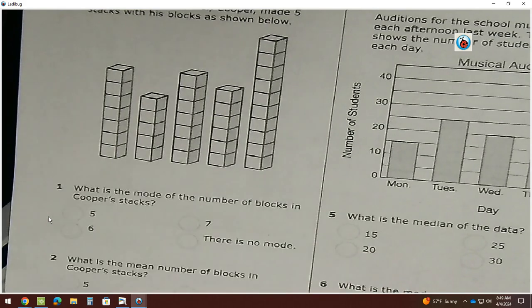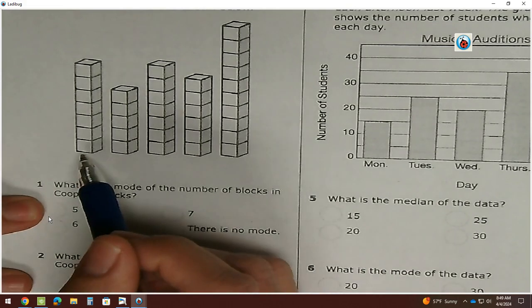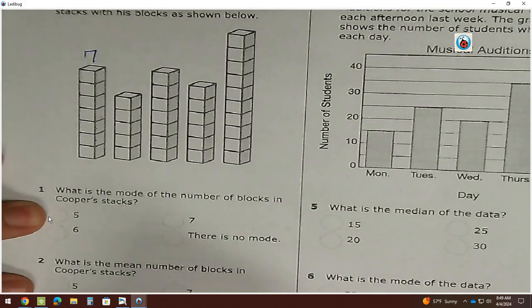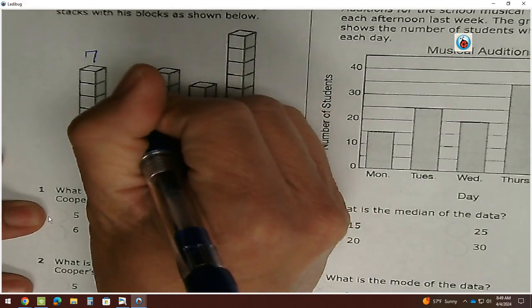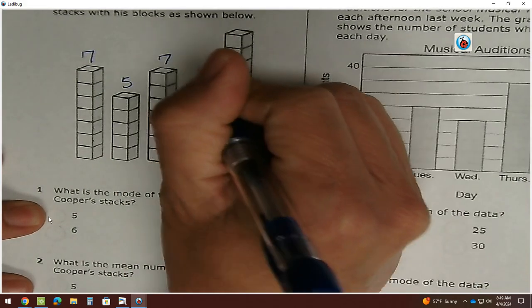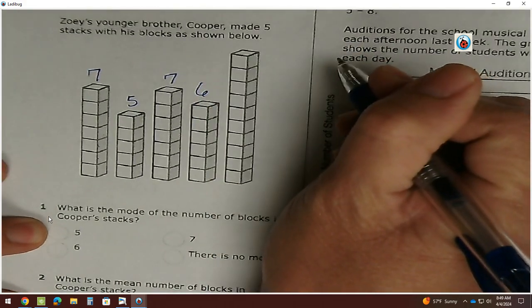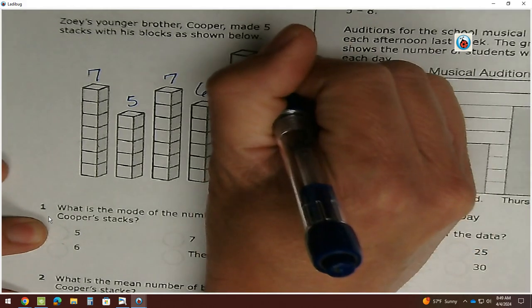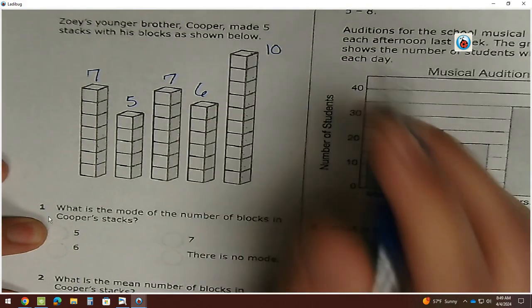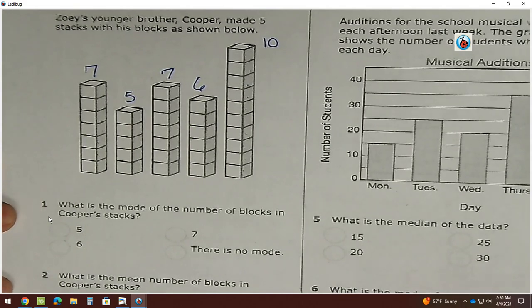Okay, so your first thing about data is to check what they're giving you. So how many are here? 1, 2, 3, 4, 5, 6, 7. So let's put 7 there. The next one? Next? And the next one? 10 or 9? Count, guys. 1, 2, 3, 4, 5, 6, 7, 8, 9, 10. Yes? Good.